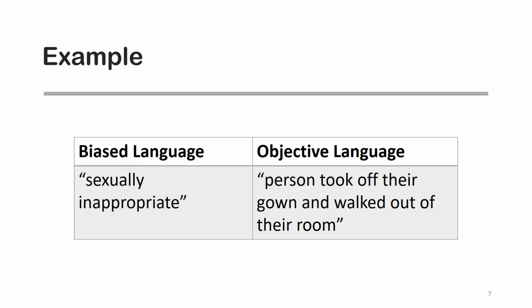In the left column, we see a behavior being labeled as sexually inappropriate. As we discussed previously, a vague term such as sexually inappropriate might mean different things to different people. In addition, the word inappropriate is the judgment of the writer and negatively labels the patient. It suggests that the patient is doing something that is wrong, offensive, or undesirable.